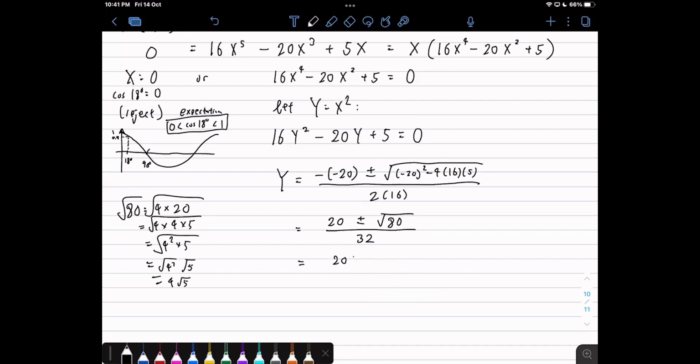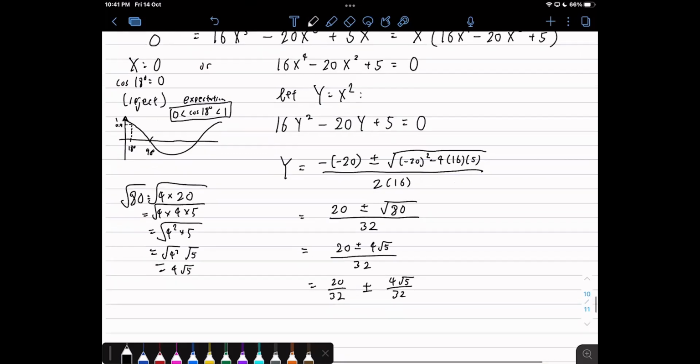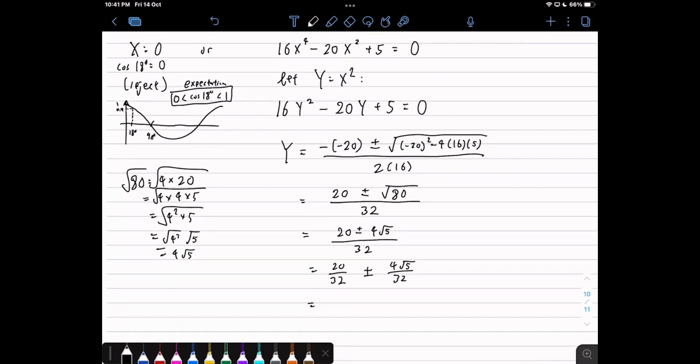Yes. We are left with 20 plus minus 4 root 5 all over 32. Simplify, split it up. 20 over 32 plus minus 4 root 5 over 32. Now simplify a bit more. 20 divided by 32 is really just 5 over 8. Divided by 4. 4 divided by 32, divided by 4 on both sides, it's 1 over 8. So square root 5 over 8.